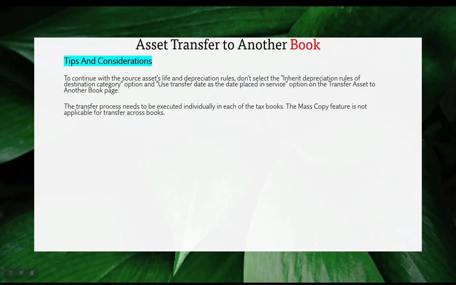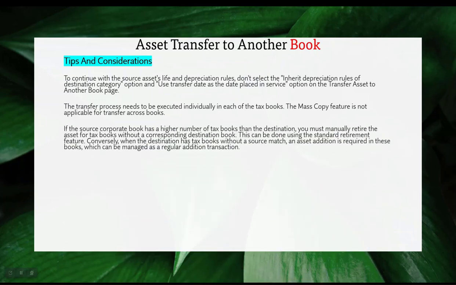Again, as you know, we have two types of book: corporate book and tax book. In case your organization has tax books, mass copy will not be supported for this feature. If the source corporate book has a higher number of tax books than the destination, you must manually retire the asset for tax books without a corresponding destination book.